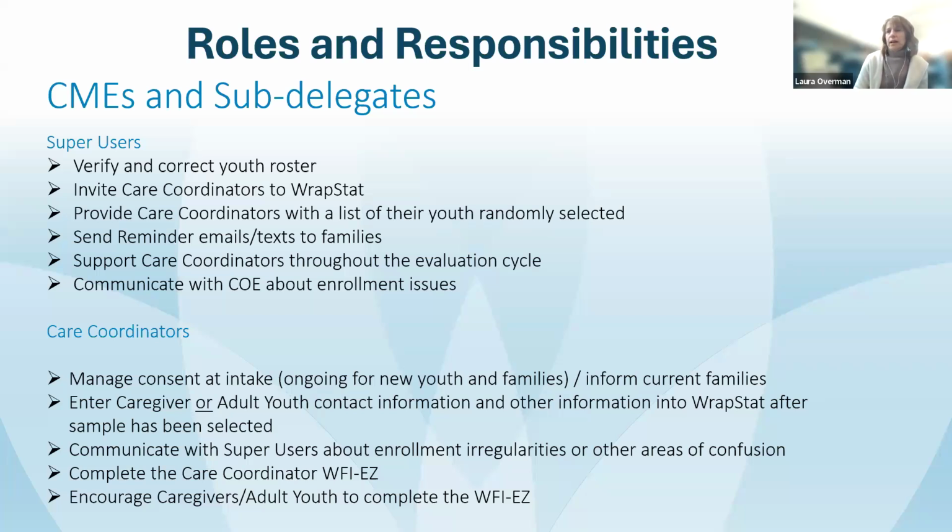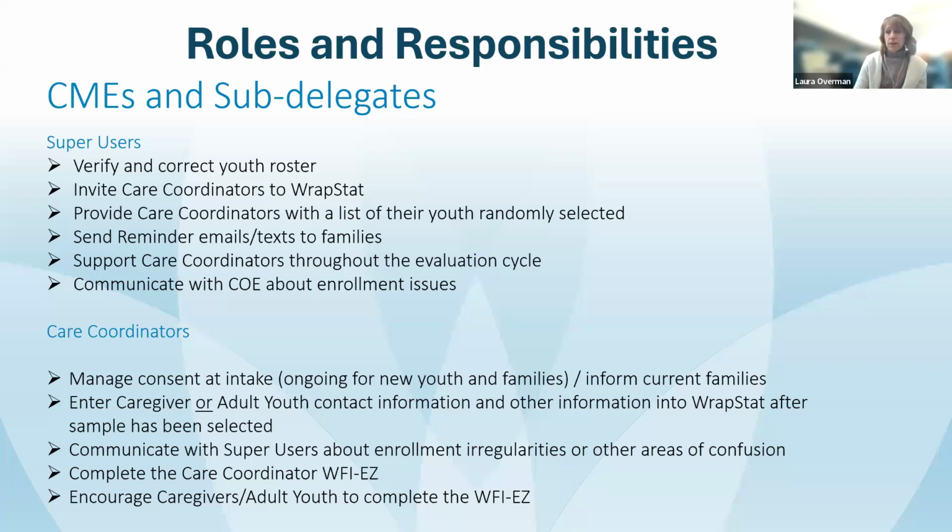You will be entering some contact information for caregivers or adult youth if there is not a caregiver involved, because that's what WrapStat uses to send out the links. And then also some baseline outcome information and who the legal custodian is, not the name, but their relationship, birth parent or adoptive parent. And we'll go through all this.